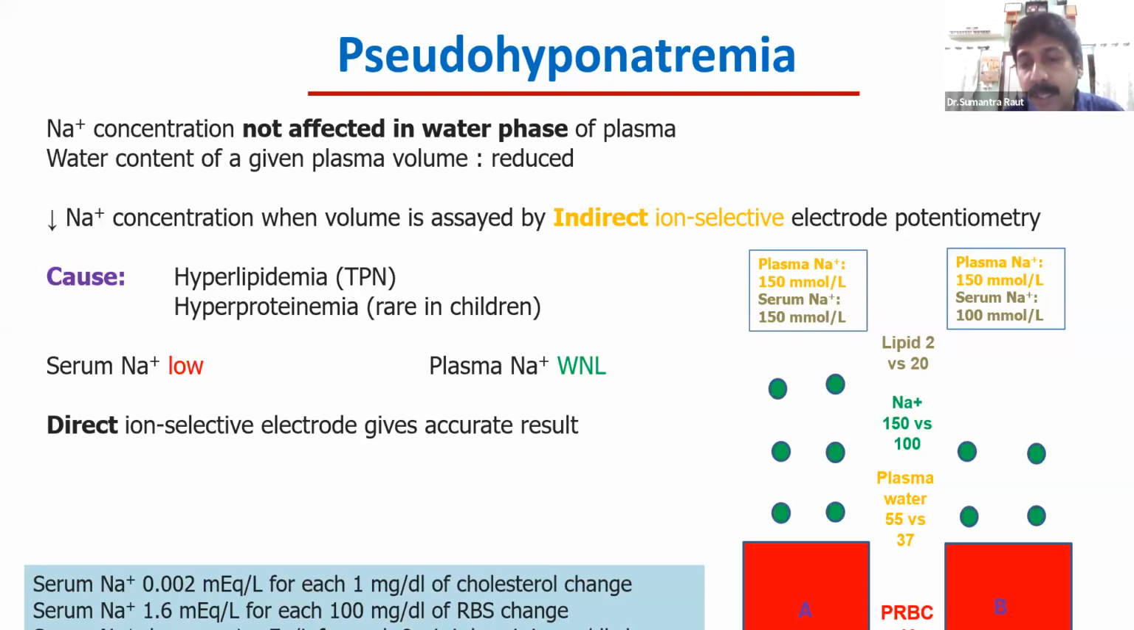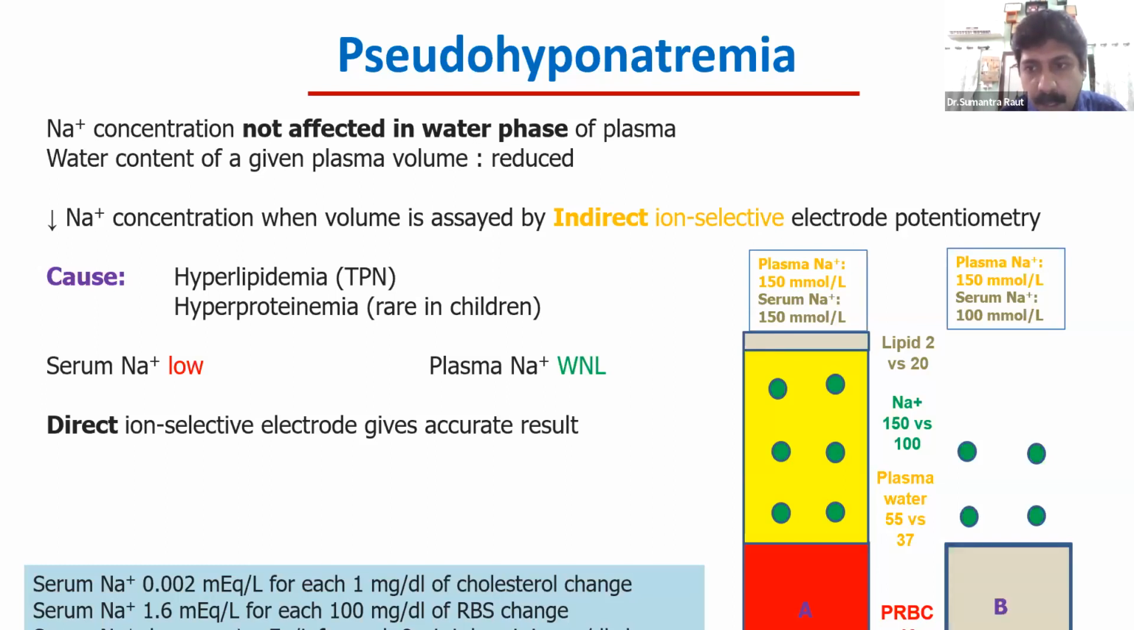How so? Suppose here in the right lower panel, we have two example patients. Patient A is a normal patient with normal lipid content, has a hematocrit of 45, a plasma volume of 55, and a cholesterol of, suppose, 100. So his plasma sodium is 150 and serum sodium is also 150. The green color denotes the sodium. On the right side of the panel, patient B has the same hematocrit of 45, but here the cholesterol, instead of 100, is 1000, because this is a patient of hypercholesterolemia.